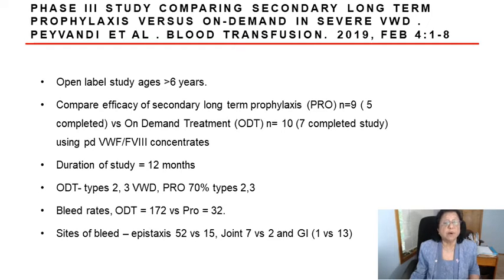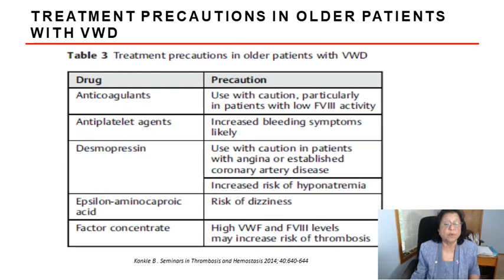So this was a study by Dr. Pavandi comparing long-term prophylaxis. And clearly, if you look at, I think, the last but one bullet point, on-demand therapy, the bleeding rates were 172 versus prophylaxis of 32. And again, epistaxis, joint bleed, and GI were the most common ones.